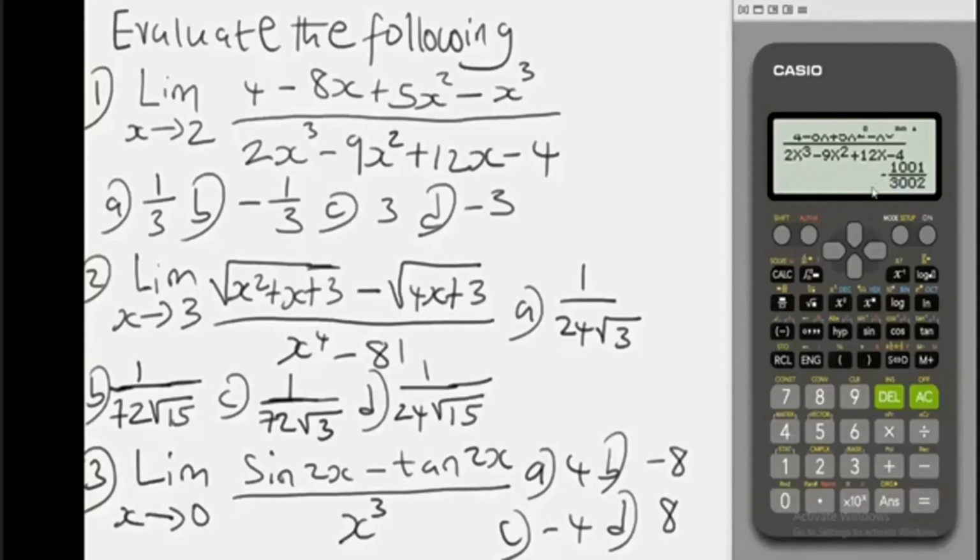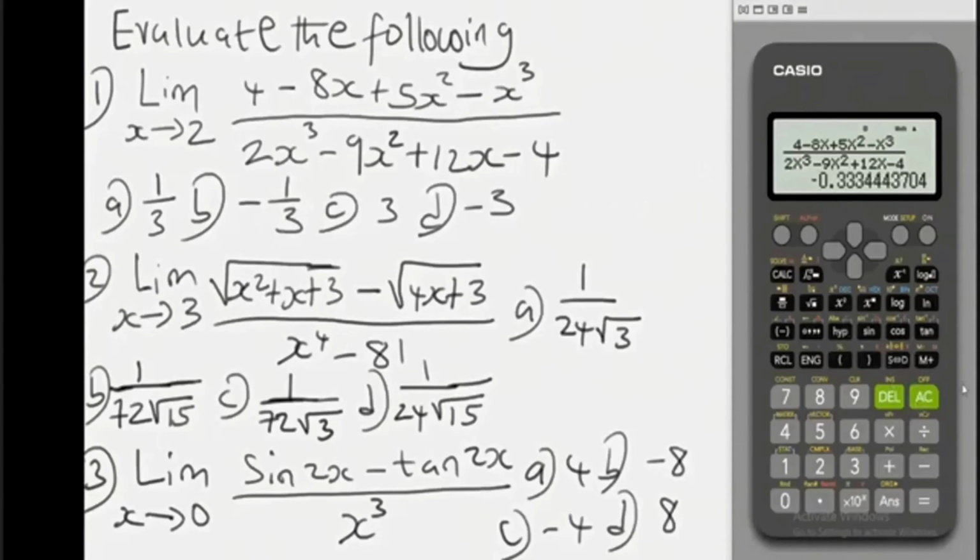Let's put it in decimal, guys. So we have it to be minus 0.33. Minus 0.33, guys, is the same thing as minus 1 over 3. So if you break down minus 1 over 3, you get minus 0.33.